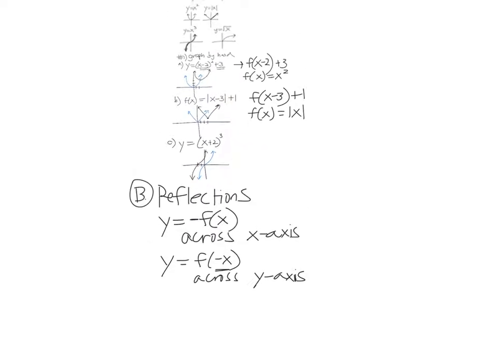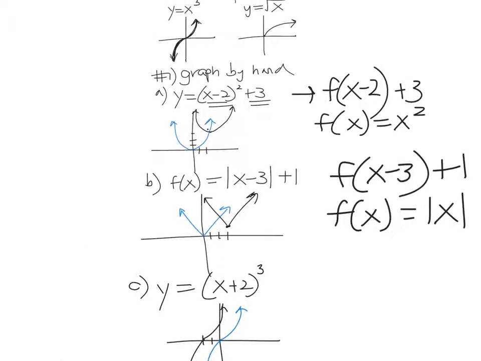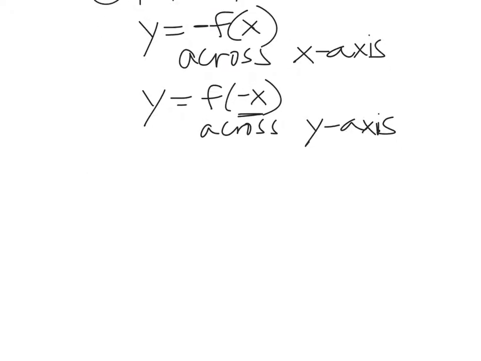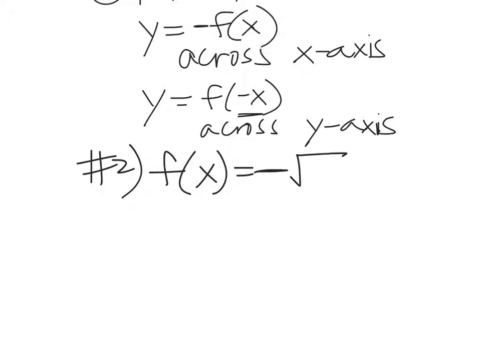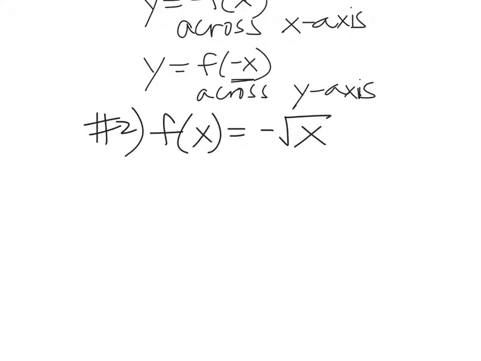Here we go. Number 1. Number 2. Okay, let's go ahead and graph f of x equals negative square root of x. Let's graph f of x equals negative rad x. So let's start with our basic rad x graph. Rad x is just a radical function, looks like that.